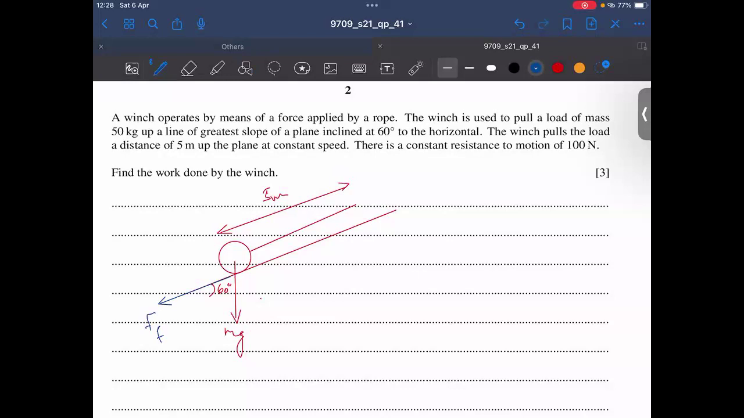Then we have what? Then we have basically the tension. This is a force that is also exerted by the winch, basically.